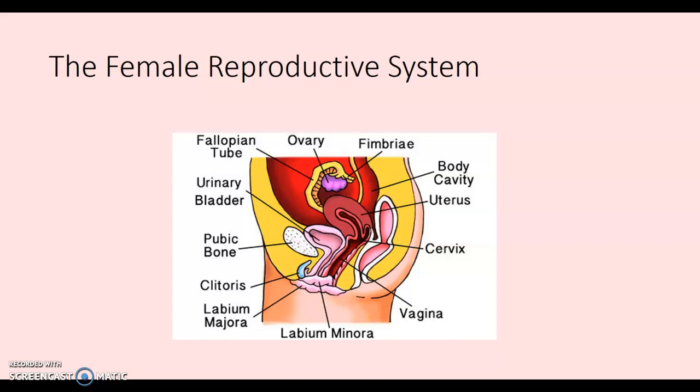Starting with the most internal organ, the ovary, which is where gametes are made. The fimbriae are the very beginnings. They're kind of like fingers that extend over the ovary to the fallopian tube. The fallopian tube can also be called the uterine tube. I tend to call it fallopian tube because that's the terminology I learned when I was in college.